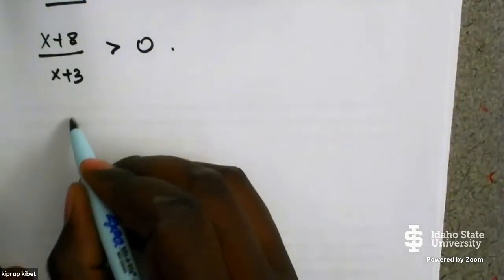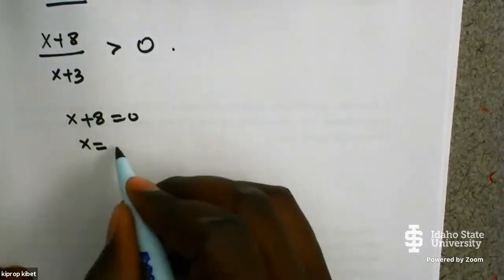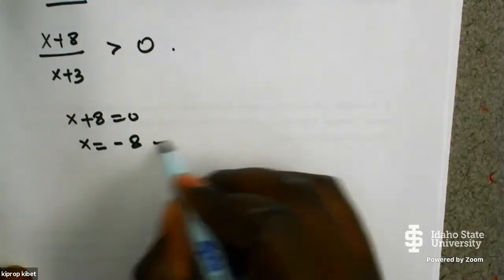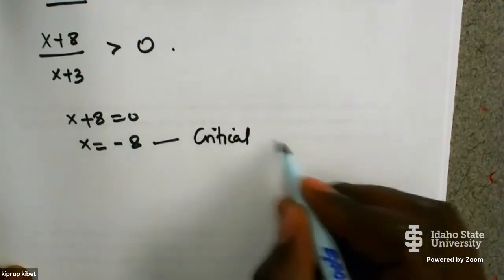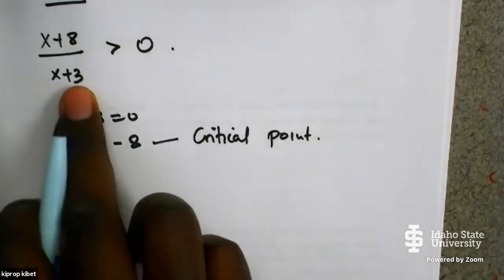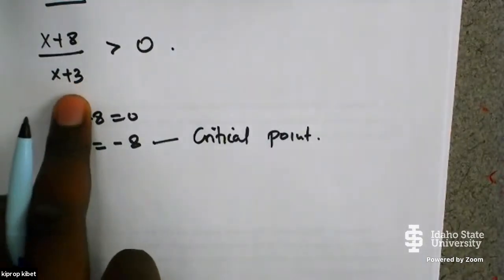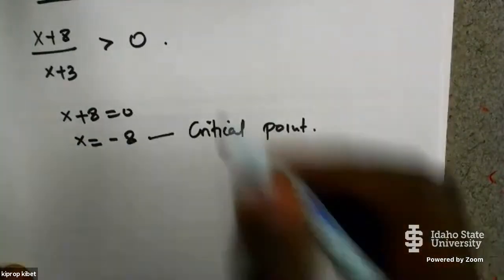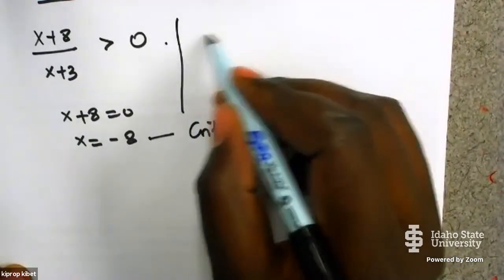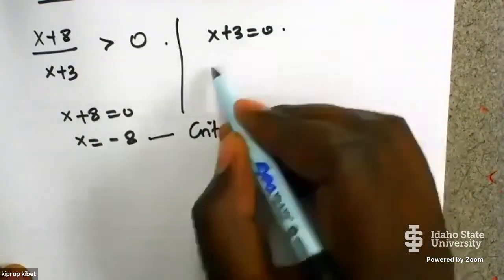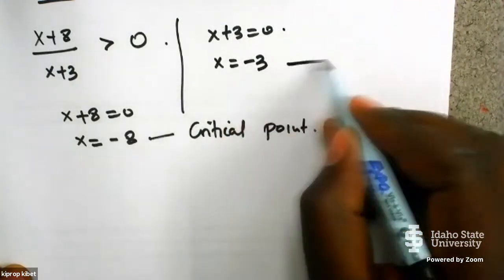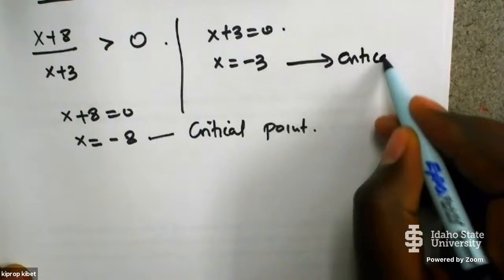Undefined. So we are finding the one which gives us 0 here: x plus 8 equals 0, so x equals negative 8. This is a critical point. Another one is for undefined, when x plus 3 equals 0, so x equals minus 3. This is another critical point.